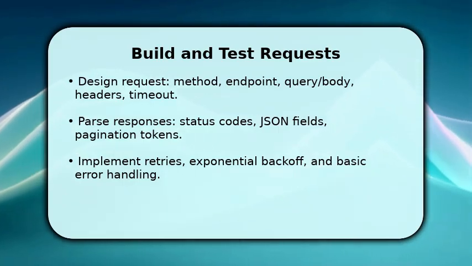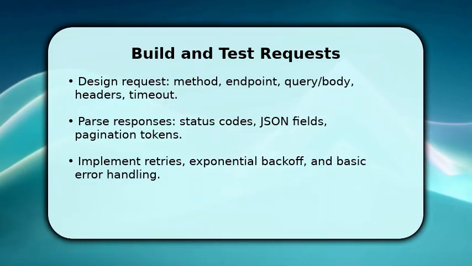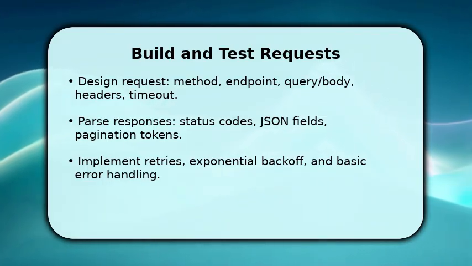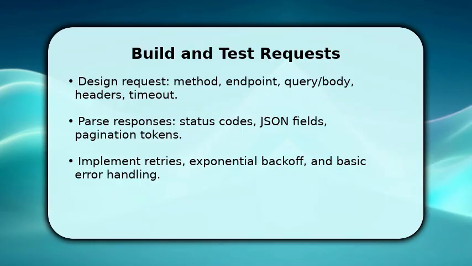parameters. At this stage, implement retries with exponential backoff for transient failures and map common status codes to actions. Make sure to log requests and responses locally so you can inspect failures and adjust payload or headers quickly.